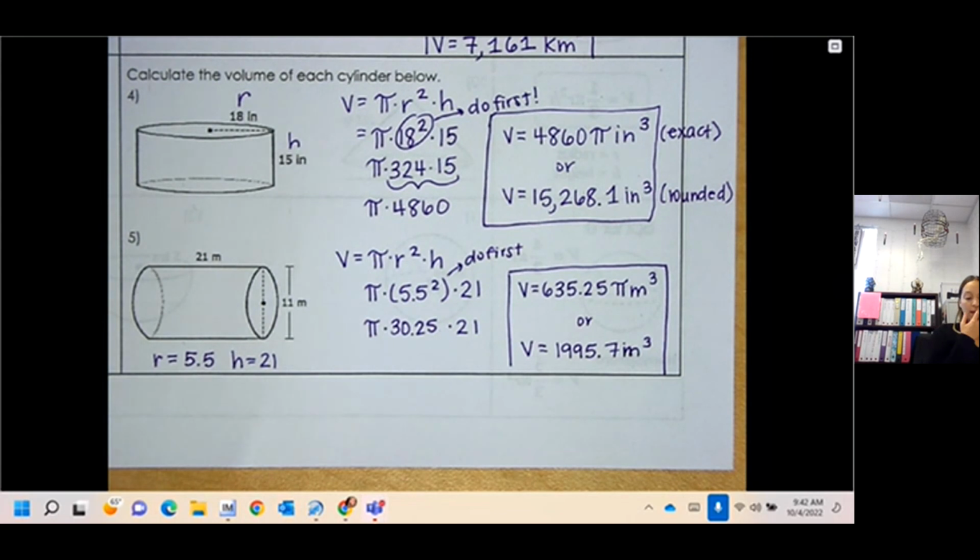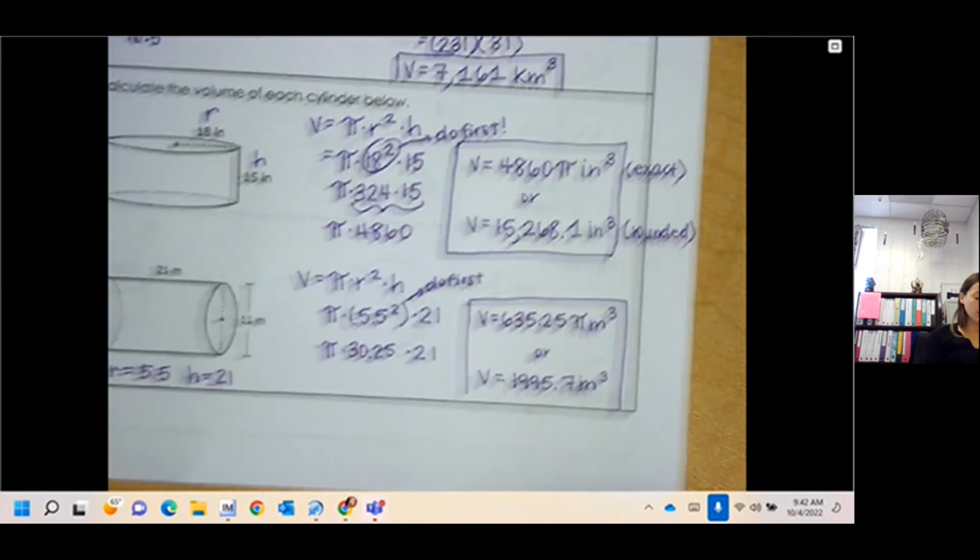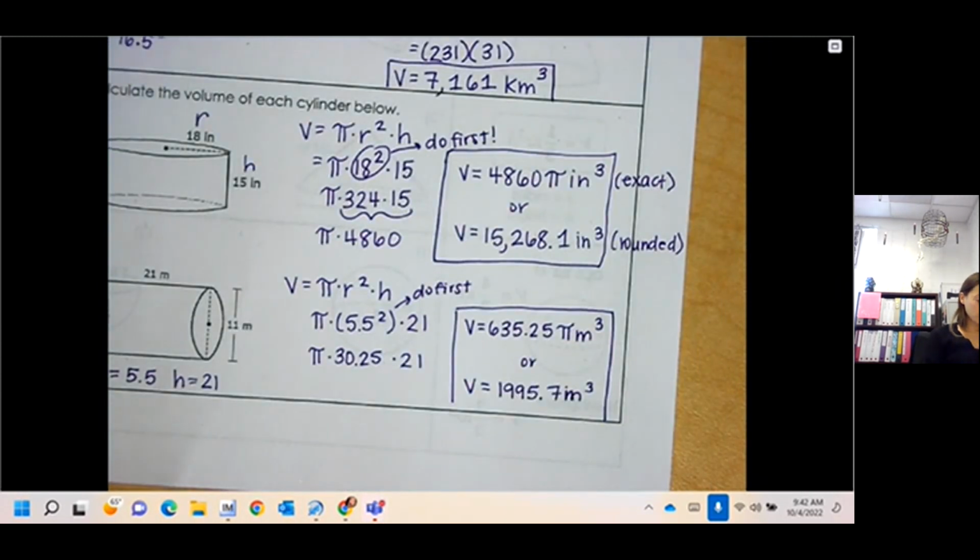She gets the same thing as Mr. Massa. 635.25 pi or 1,995. What? I did the rounded. Exponent first. Yeah, I got pi times 550 times 21 times pi equals.